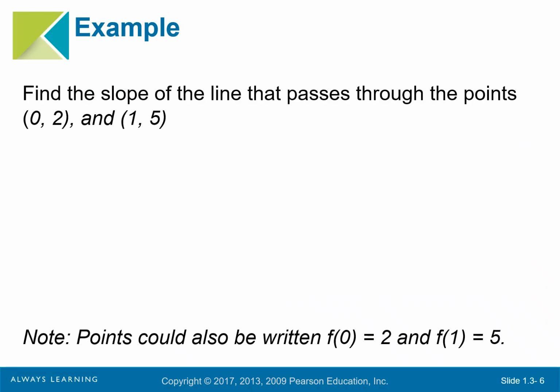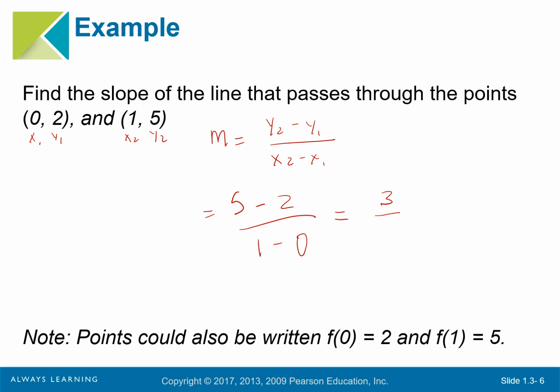So find the slope of the line that passes through the points 0, 2, and 1, 5. And this is our first example. So we know our slope formula, m equals y2 minus y1 over x2 minus x1. And so we're going to label our points x1, y1, x2, y2. So then we have 5 minus 2 over 1 minus 0, which is 3 over 1, which is 3. So our slope m is 3.